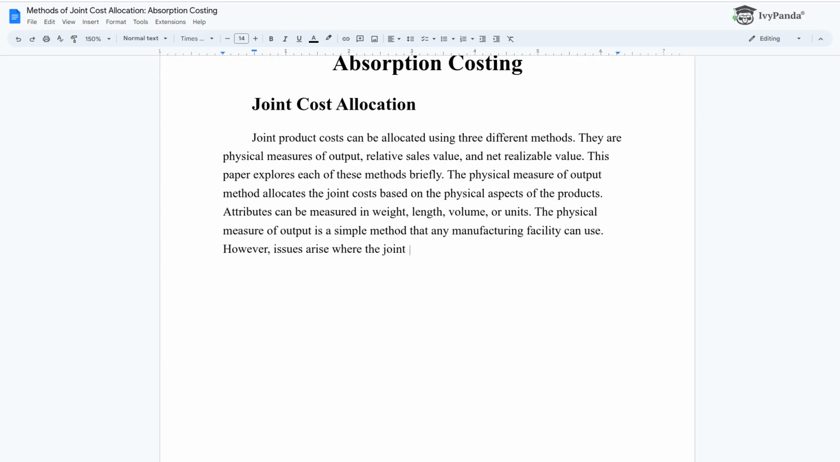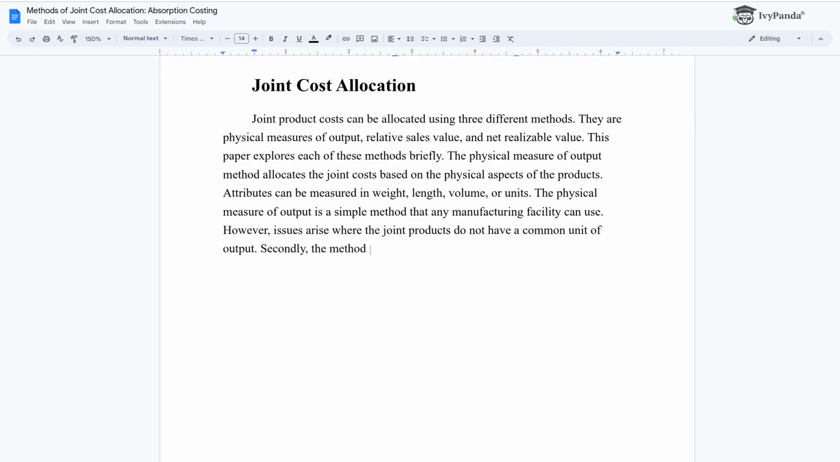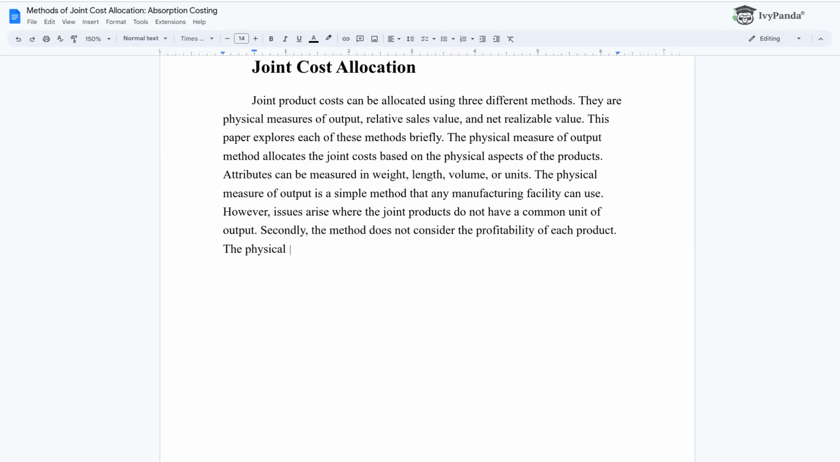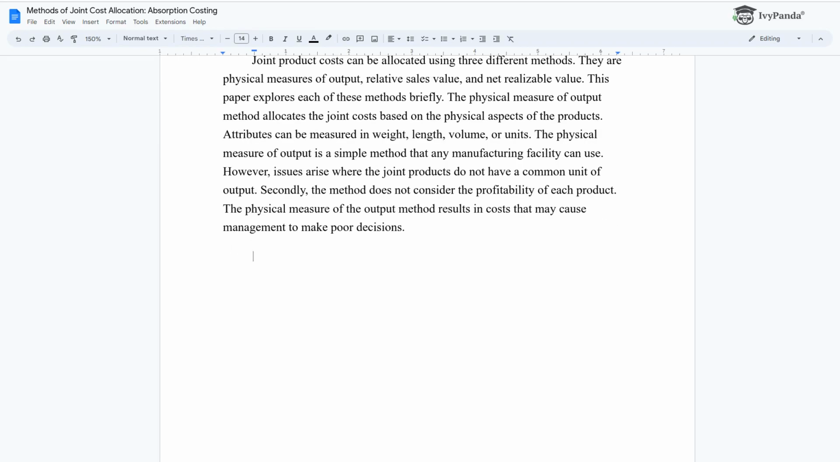However, issues arise where the joint products do not have a common unit of output. Secondly, the method does not consider the profitability of each product. The physical measure of the output method results in costs that may cause management to make poor decisions.